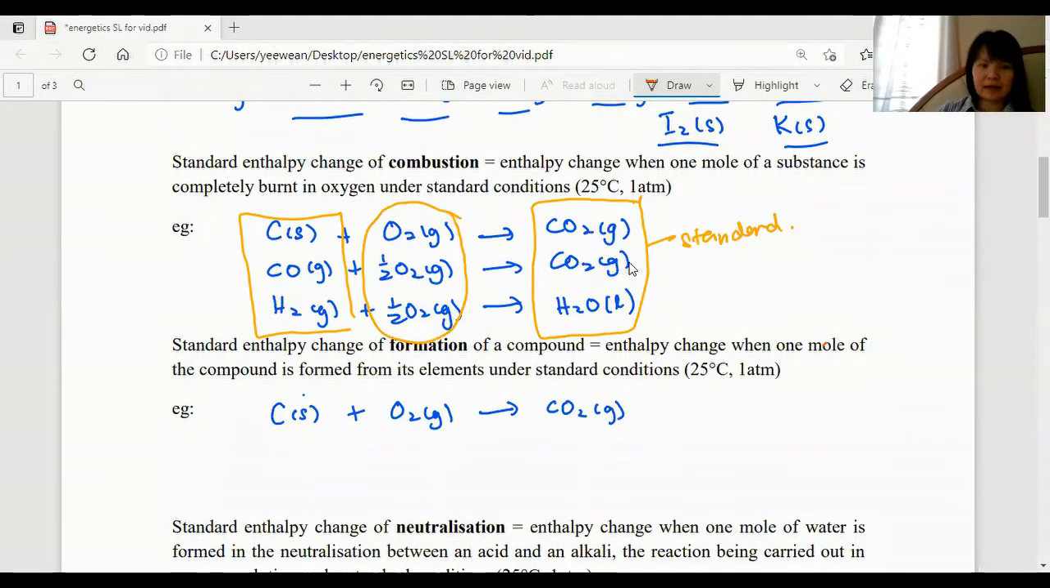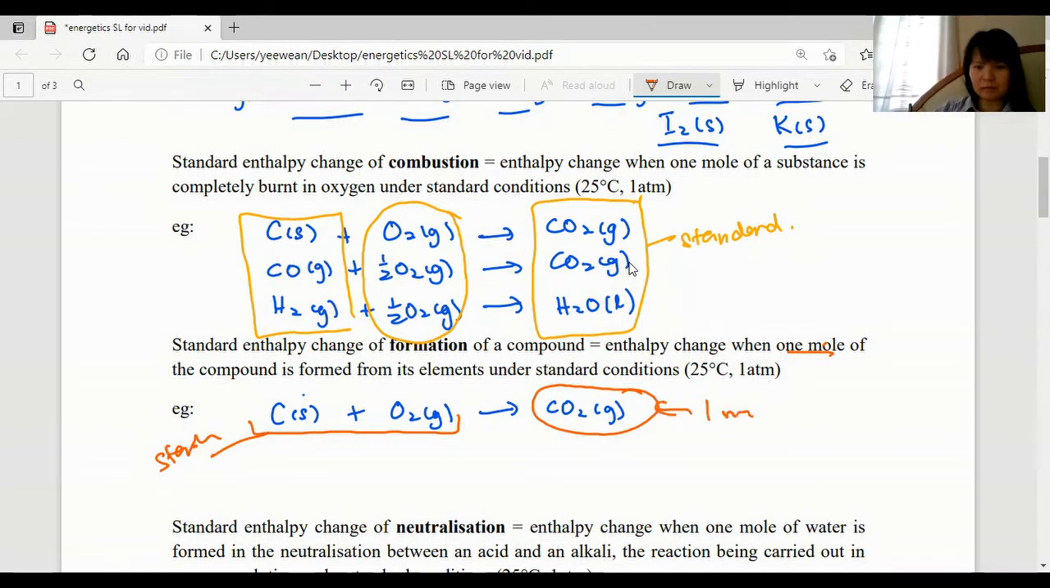Next, let's look at standard enthalpy change of formation. It says that it's the enthalpy change when 1 mole of a compound is formed from its elements under standard conditions. So these elements have to be standard, and this has to be 1 mole.